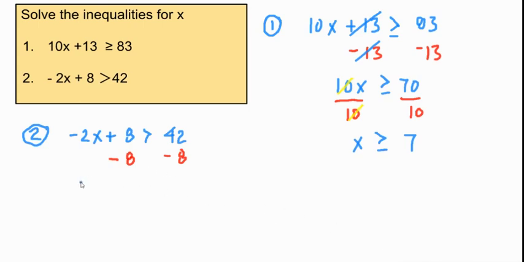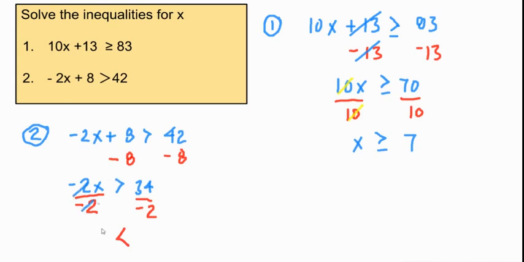That will give us negative 2x is greater than 34. 42 minus 8 is 34. Now, x is being multiplied by negative 2, so we need to divide both sides by negative 2. And the alarm bells should probably be going off now, because hopefully you remember that when we multiply or divide by a negative number, we need to change the direction of that inequality. So I would do that right away so we don't forget to do it.